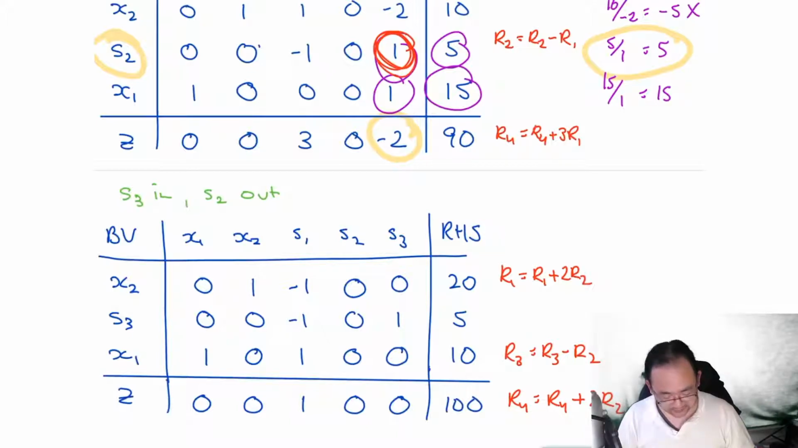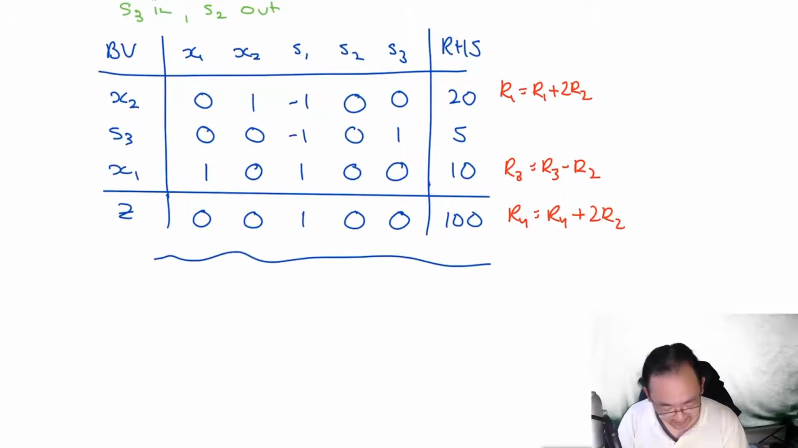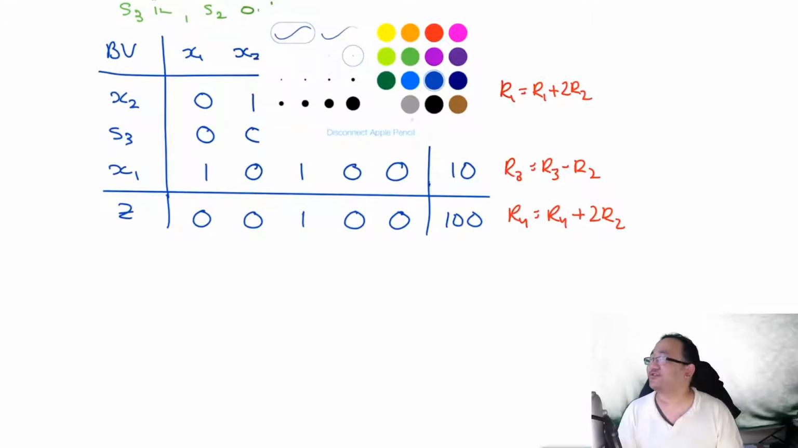Alrighty, and now we have no more negative reduced costs in our z row. They're all 0 or positive, which means we are done. I'm just checking the timer, and good god, this took me 17 minutes.